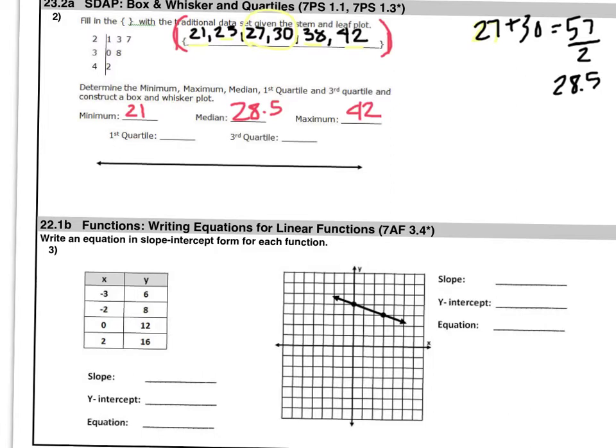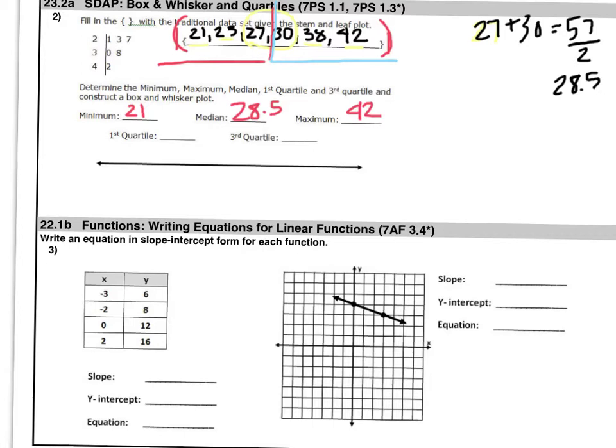Okay, so we're going to say that our first quartile is, remember, the middle of that lower half. So our data set gets split in the middle here. So I'm going to draw a line that splits it in the middle. Okay, and that line would represent the median at 28.5. So this section over here to the left is our lower quartile. And then, let me just change colors so we can see it better. This section over here is going to be our upper quartile.